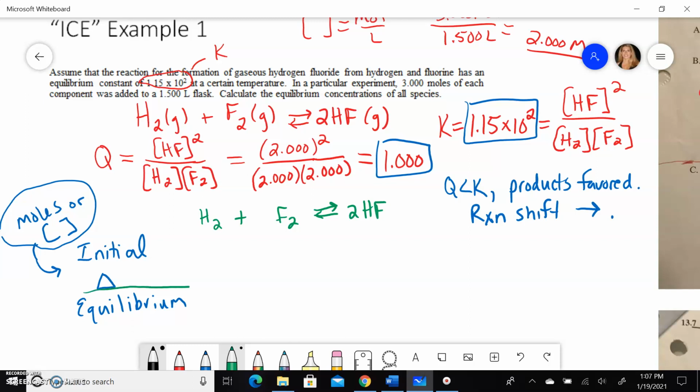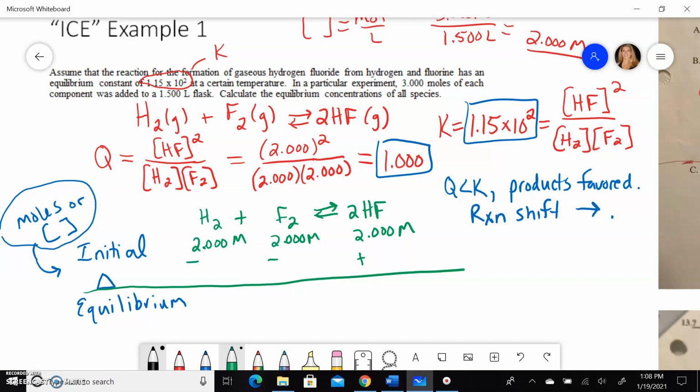And we can go ahead and plug in these amounts. So initially we had 2 for our molarity here, 2 here, and 2 here. We know that the reaction is going to shift to the right, which means it's going faster in the right direction, which means we're going to increase the amount of products. So let's put a plus sign here, and we're going to decrease the amount of reactants because they're getting used up to form the product.